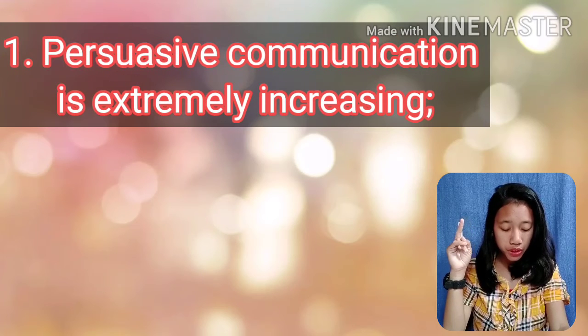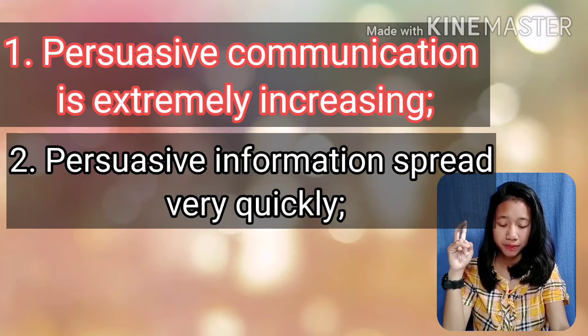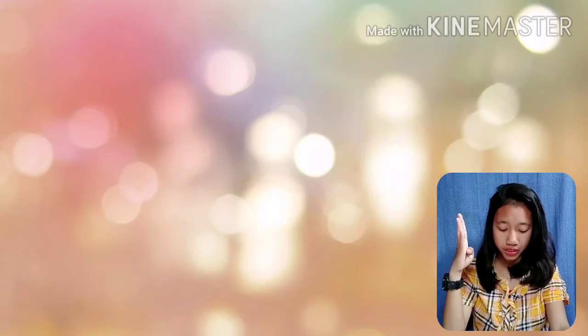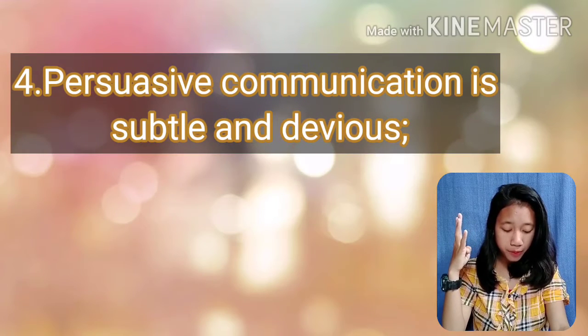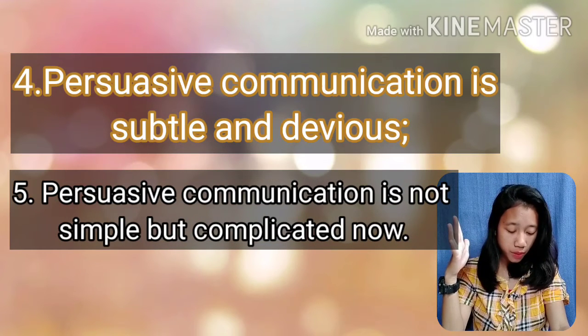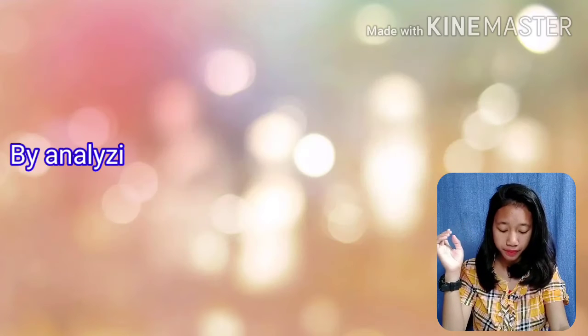First, persuasion communication is extremely increasing. Second, persuasive information is spread very quickly. Third, persuasion becomes more and more organized. Fourth, persuasive communication is subtle and diffuse. Fifth, persuasive communication is not simple but complicated now.